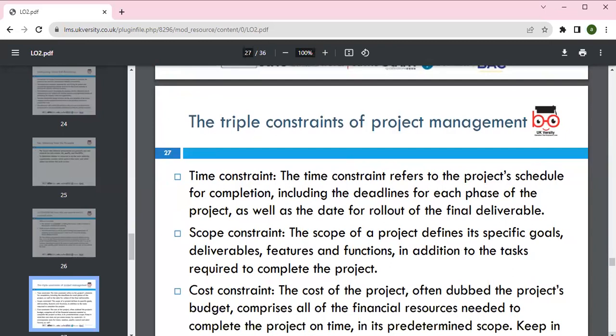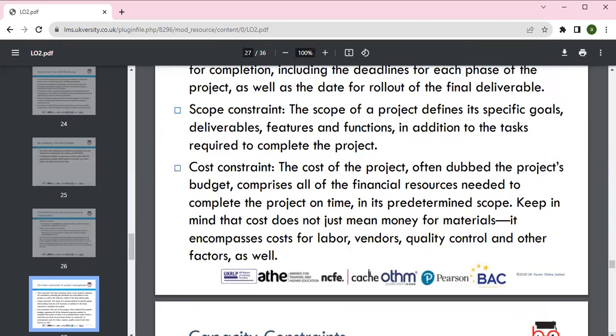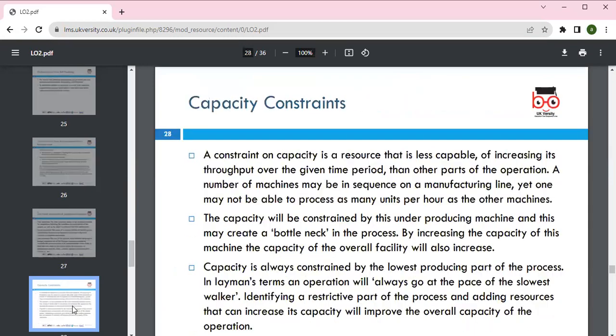Time refers to the project schedule for completion, including the deadline as well as the dates. Then the cost constraint: it can be because we maybe don't have enough money, or the cost is not being managed effectively. Okay, capacity constraint: maybe we don't have enough capacity, which we can look around. Yes, we need to be focused on that as well, please.